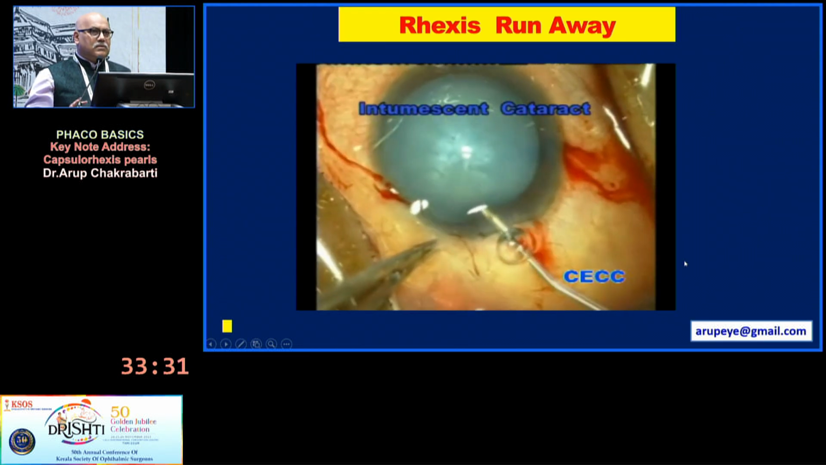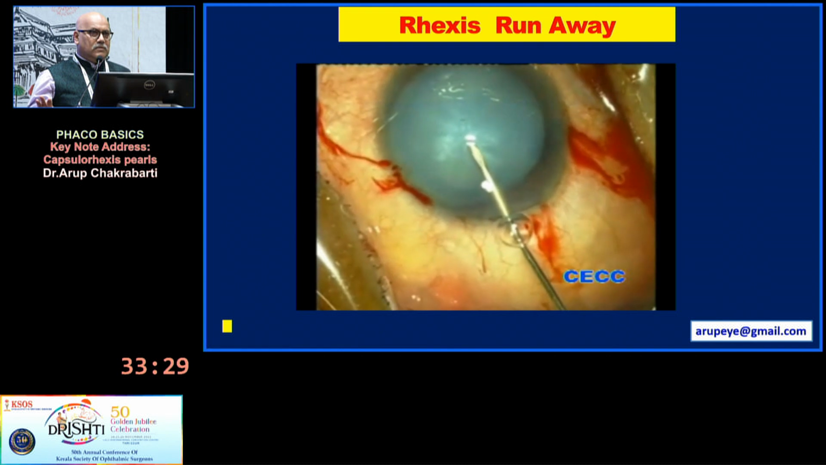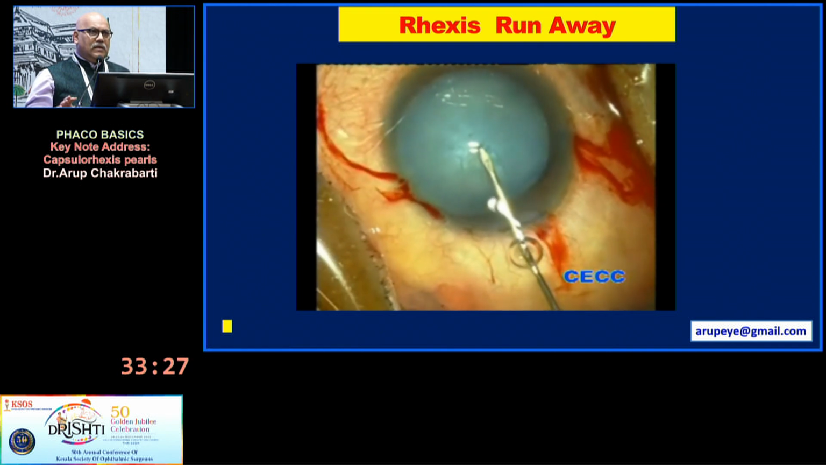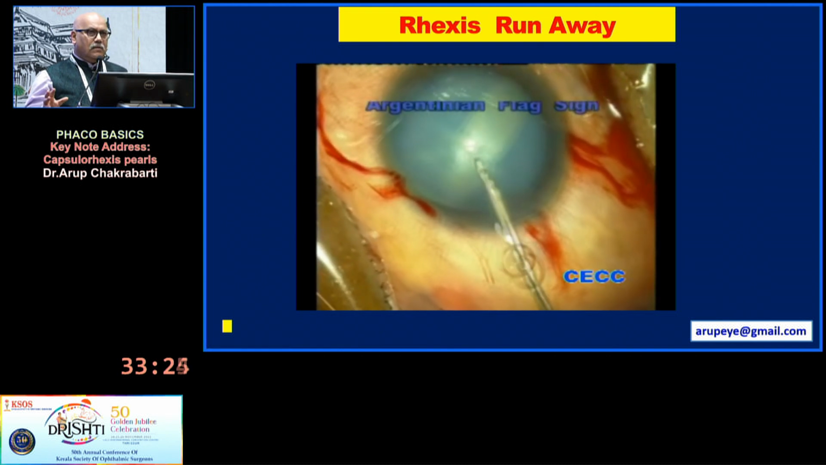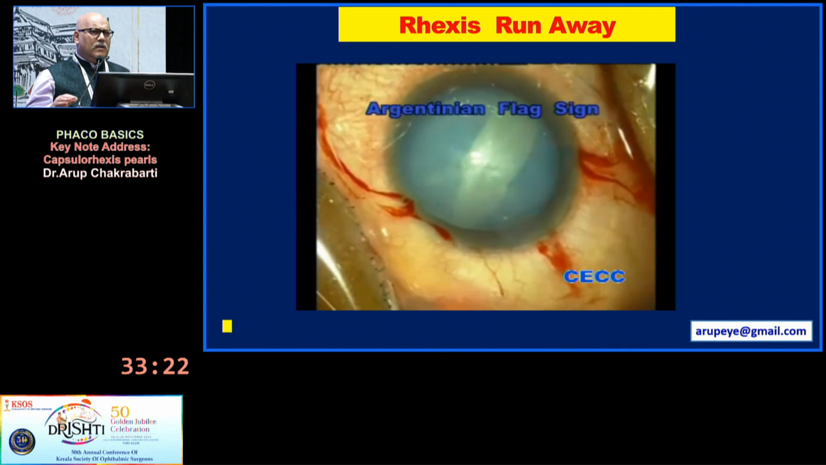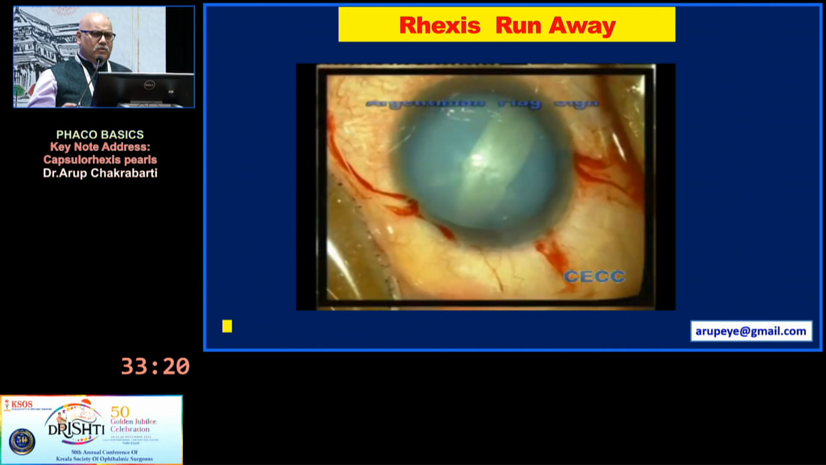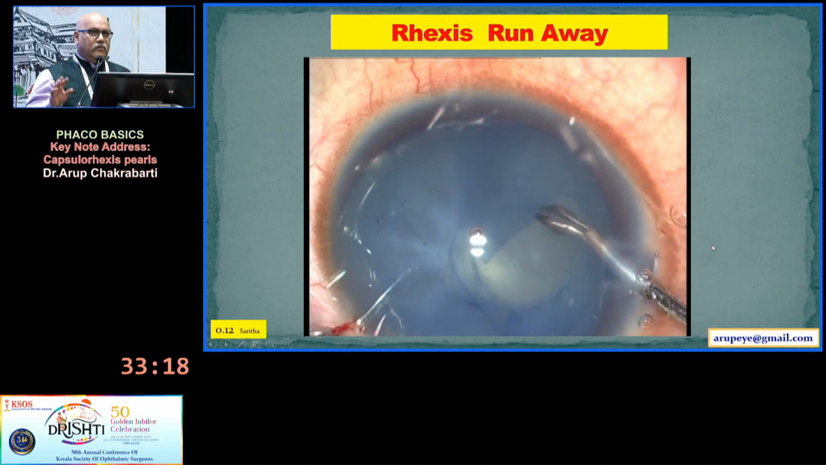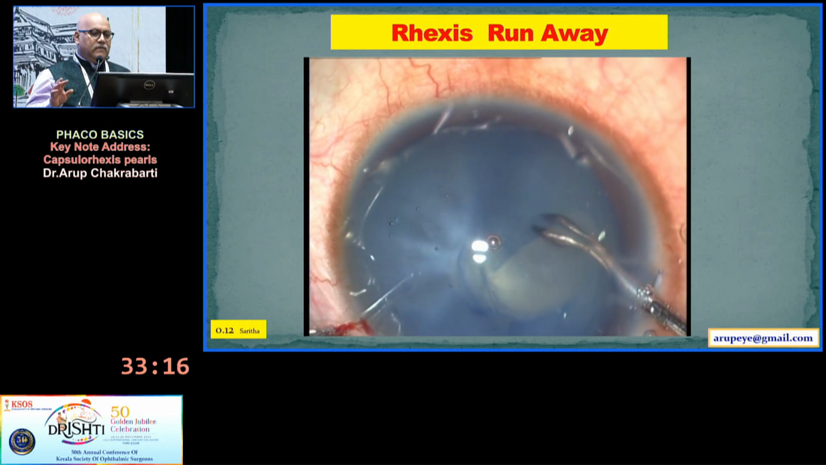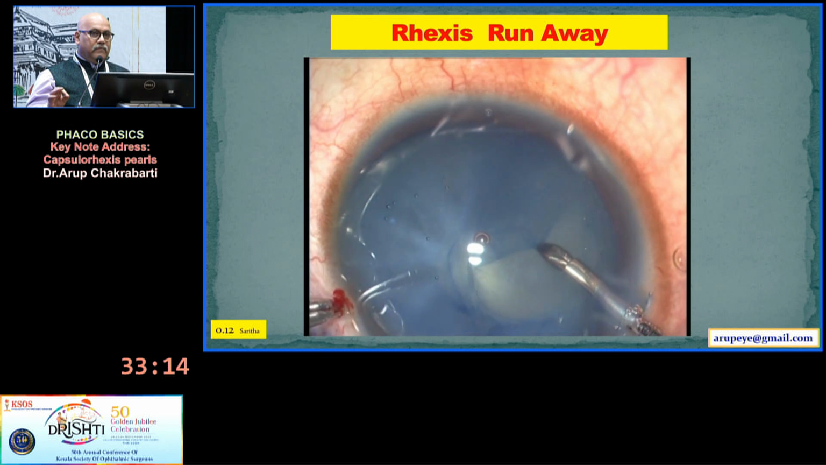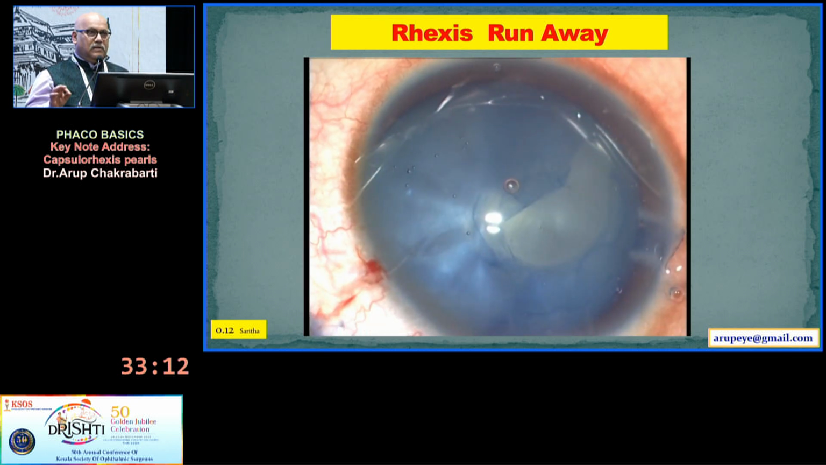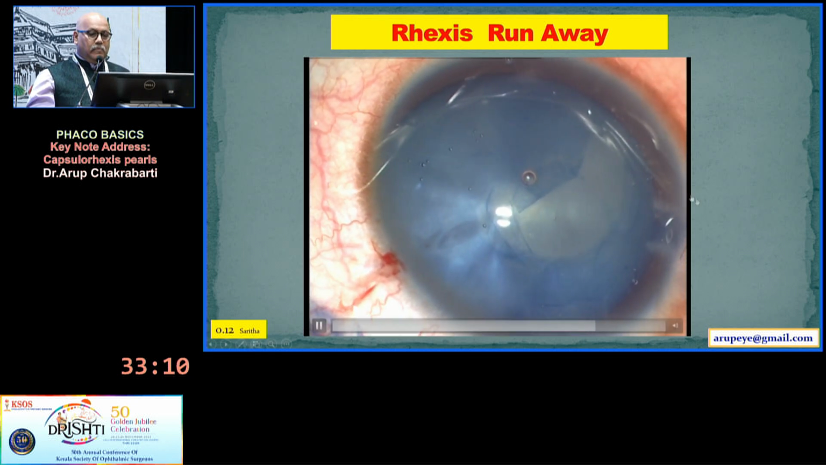There are certain situations where we just cannot do anything about rhexis extension. Like this was a very young patient, silicone oil filled into the posterior segment, very, very tense cataract, and it went out to the periphery. But I feel that if you have begun your rhexis well, and if it tends to go to the periphery, it is an iatrogenic tear. It is something which could have been avoided.